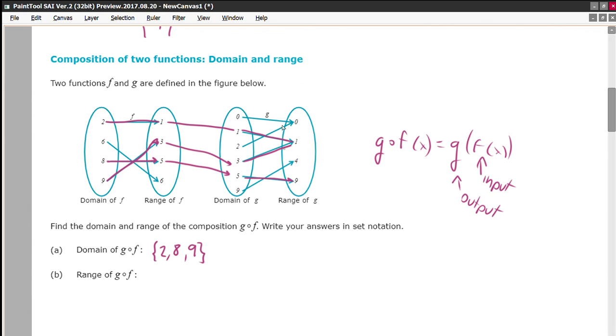Lastly, remember, the range are the values where we landed in the range of the output function. In this case, we landed on 1 and 9. So those are the values in the range of my composition.